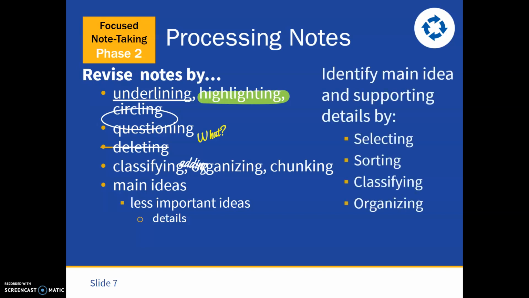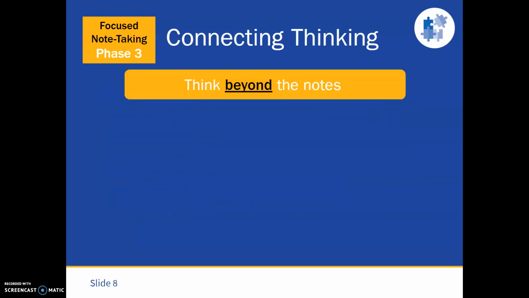Also identify the main idea and supporting details by selecting, sorting, classifying, and organizing. The big thing about an advisor this year that we want to help you with is organizing your notes, your binders, just the way you approach school, your agendas, using your calendars on the Outlook, just so you have an organizational system so you do not miss homework, do not miss tests, and also provide you good study habits.